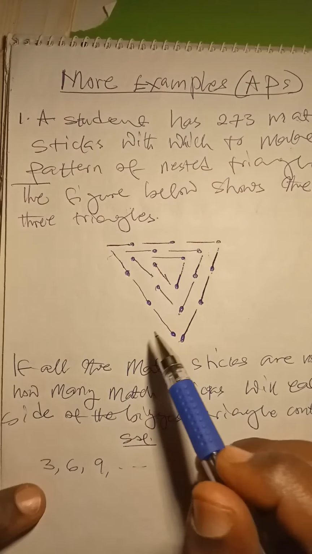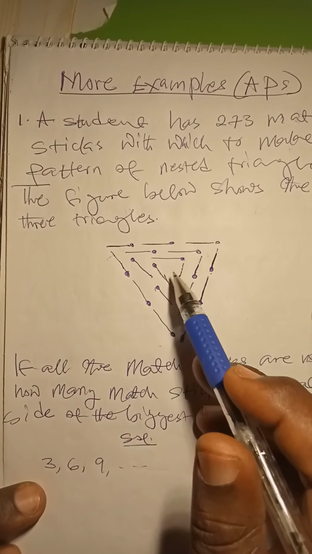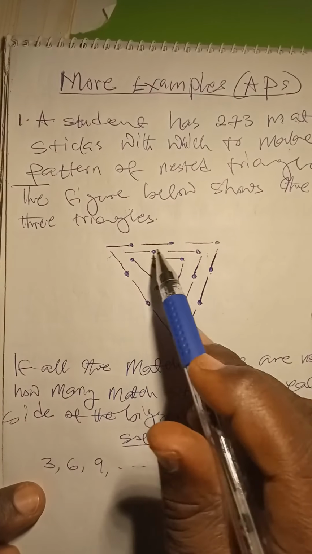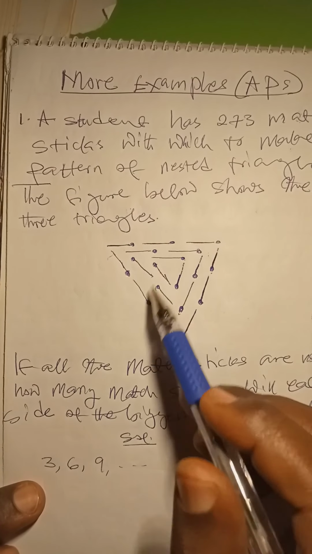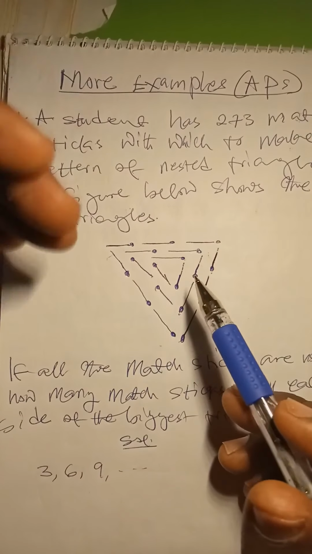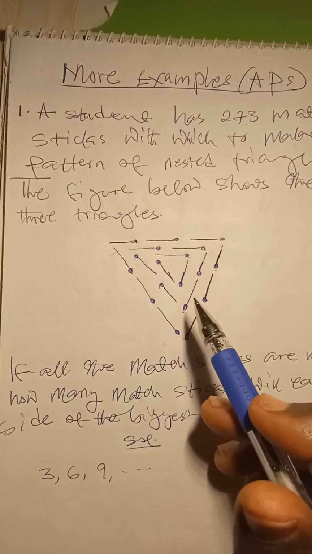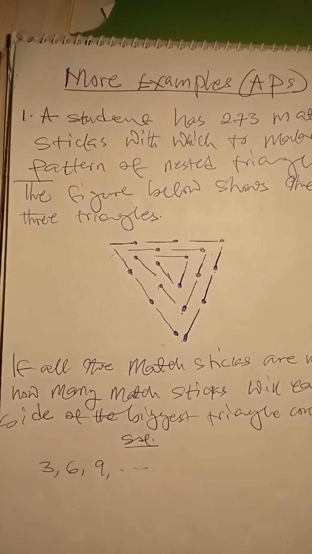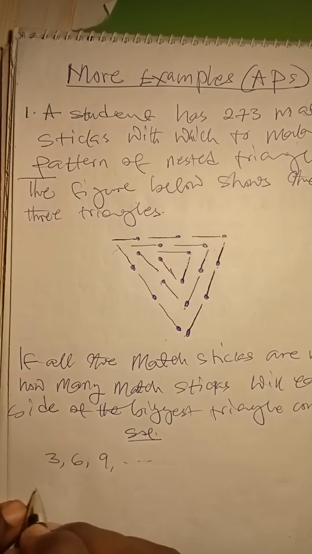But if I'm looking at a side, or the sides of these triangles, then I'm looking at 1, 2, 3, and so on. Then how many matchsticks are going to produce these triangles of one side? 273 matchsticks divided by 3. Okay, so I think I'll look at it like that. So let's consider sides.